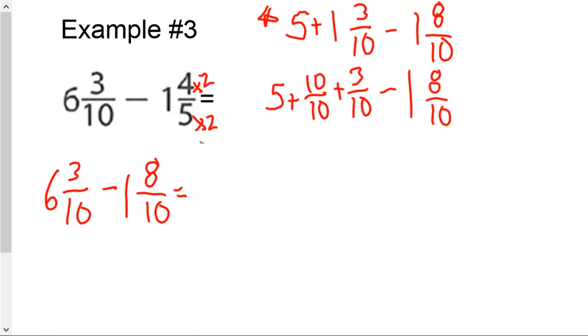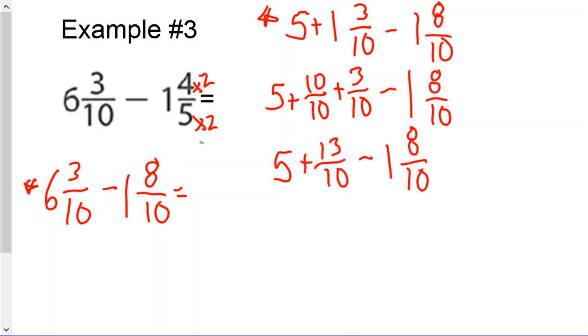Okay, so now we just borrowed. We changed this 6 from over here into a 5 here. And now we can add these fractions together, 10/10 plus 3/10, and that'll give us 13/10, and it'll allow us to subtract. So now we have 5 plus 13/10 minus 1 and 8/10.